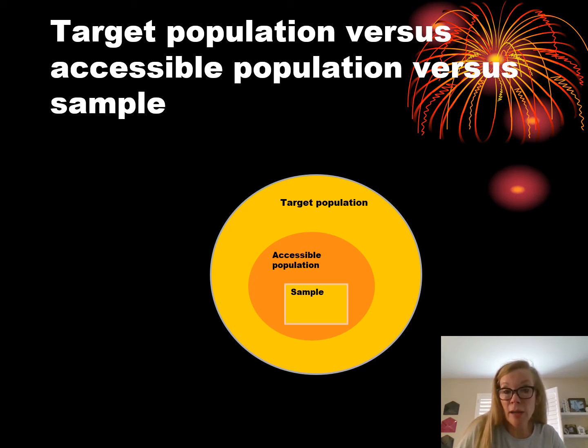Now, sometimes these are roughly equivalent. And in that case, you're going to have a very representative sample, but this can also move around. I can't show you this now because I can't do it in PowerPoint, but that little box of the sample could move around within that target population. It captures a different segment of the target population, okay? And that's where the issue of bias might come in.